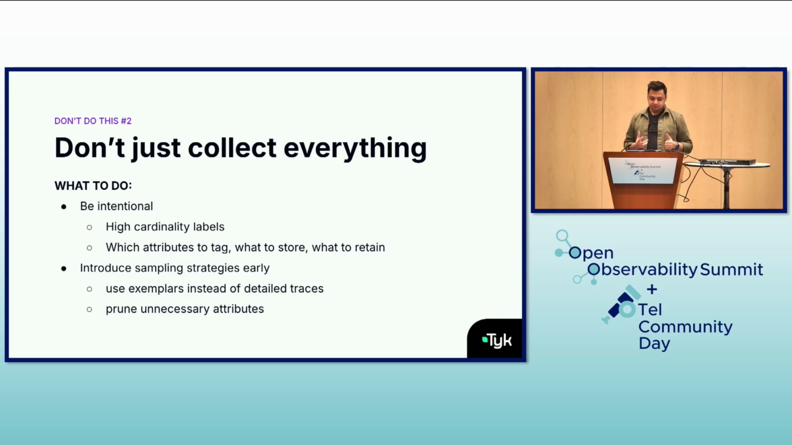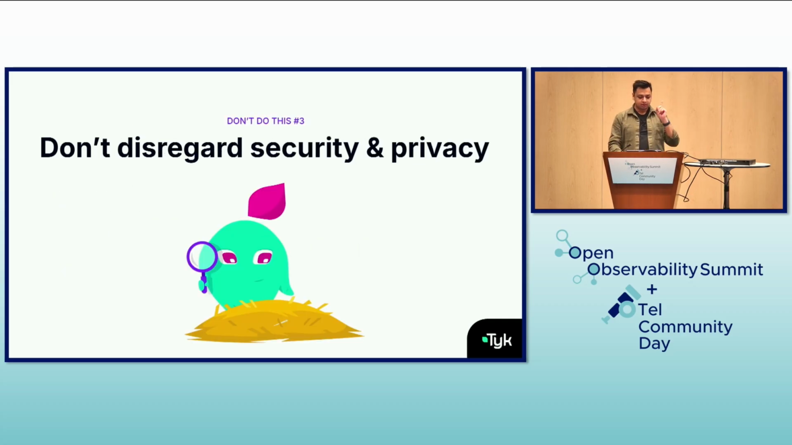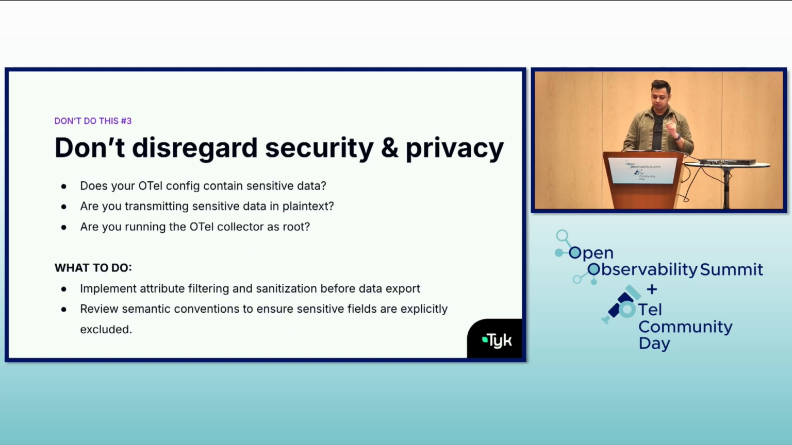Use exemplars instead of detailed traces, again, where possible, and then prune unnecessary attributes, because there is a security element to this as well. If you're collecting everything, that everything could include things that are of a more sensitive nature, and exposing some of those things could have much further and deeper repercussions, which we don't want. So with that, number 3, don't disregard security and privacy.